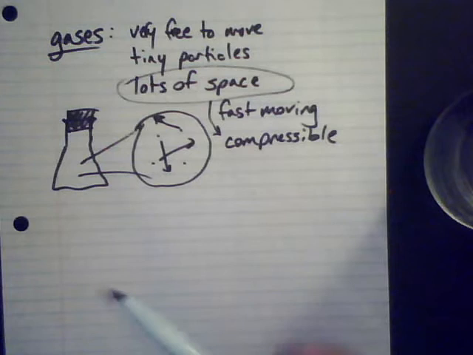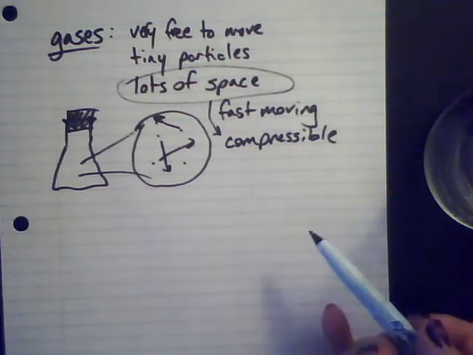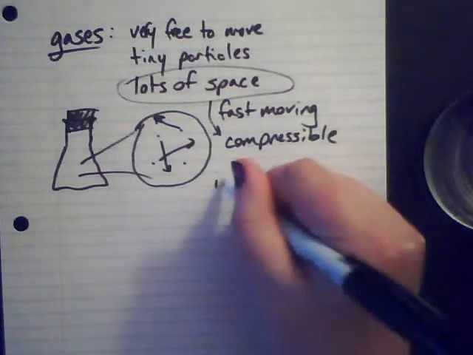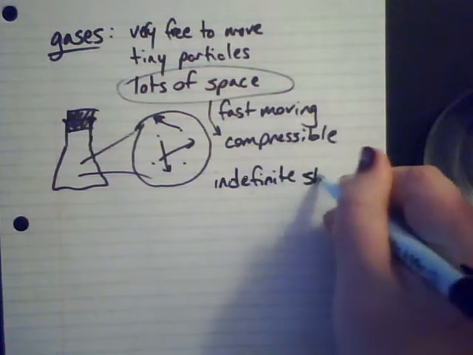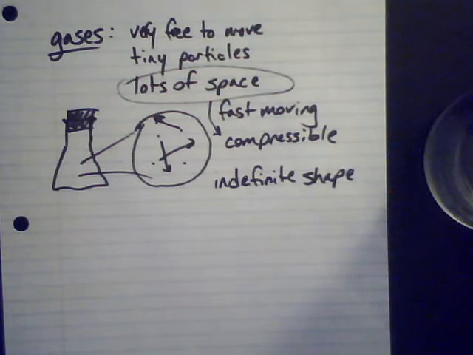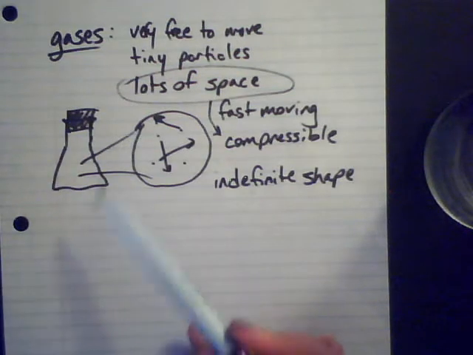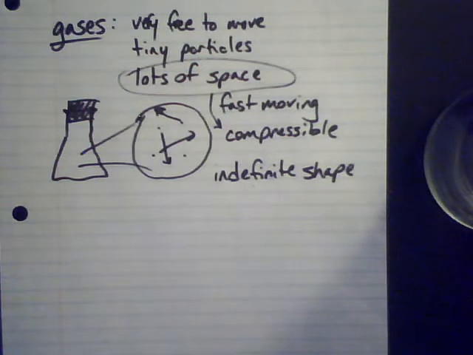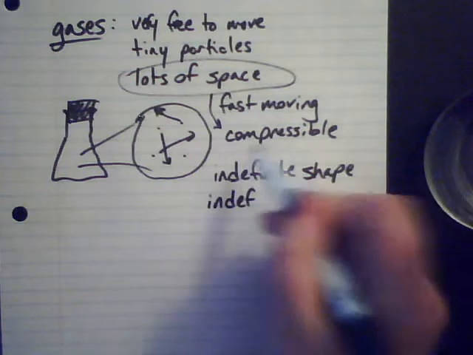But going back to the way that we've been defining these different phases of matter, we talked about them in terms of their shape and their volume. For gases, they have a variable shape and volume, or an indefinite shape and volume. So indefinite shape or variable shape, just like a liquid, it's going to take the shape of whatever container it's in. So my gas is in the shape of a flask, my gas is in the shape of a scuba tank, etc. It also has an indefinite volume, and that comes from this compressibility.